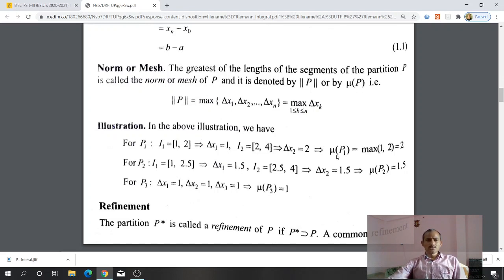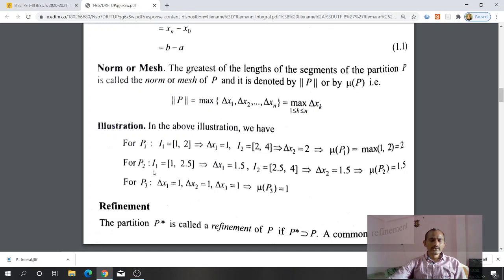So what is the norm of P1? We denote the norm of P1 as mu of P1. So mu of P1 is the maximum of 1, 2. What is the maximum? 2 is greater than 1, so the maximum is 2. So mu of P1, that is the norm of P1, is 2.